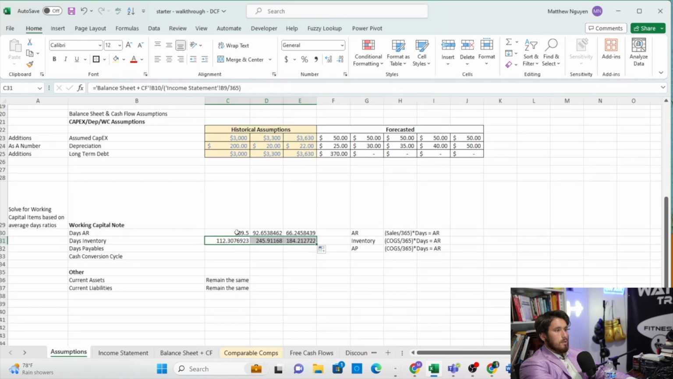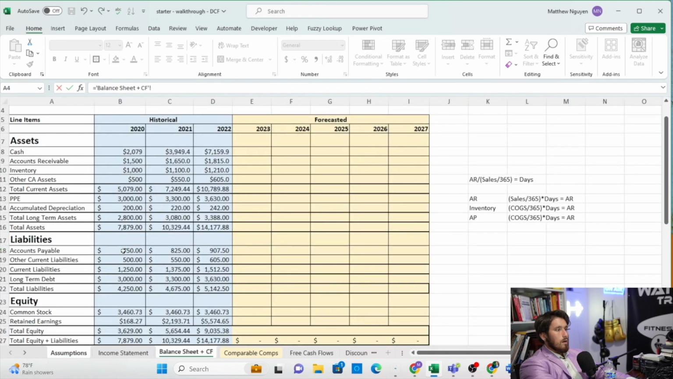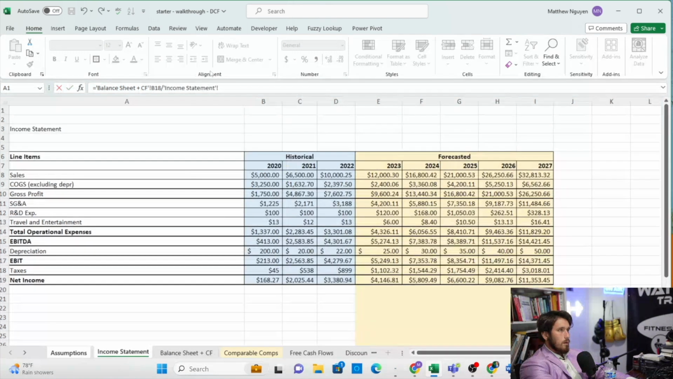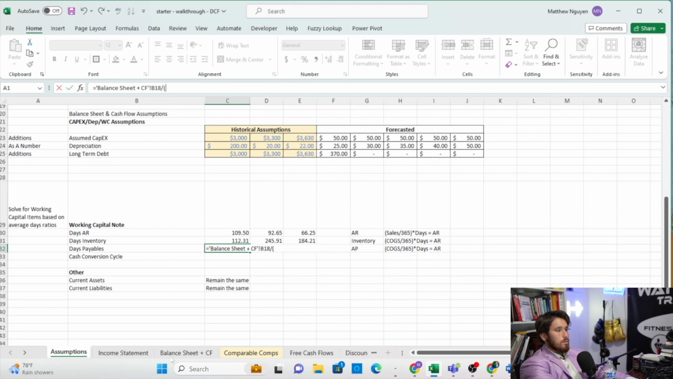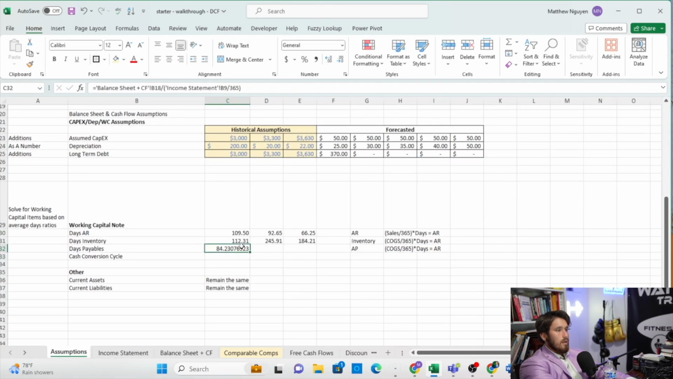Let me clean up these decimal points so they're all cohesive. Okay, 2 decimal places is good. Let's do the same thing with our payables. So let's go to our balance sheet. Let's get our accounts payable. Let's divide that by our COGS. Oops. Our COGS again, divided by 365. Let's get these days.